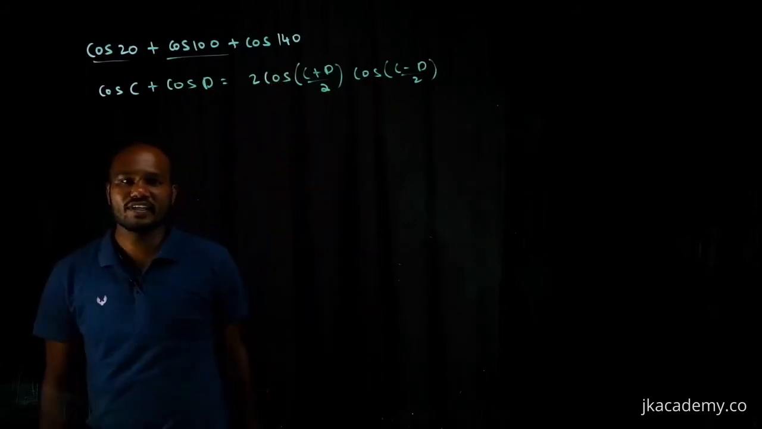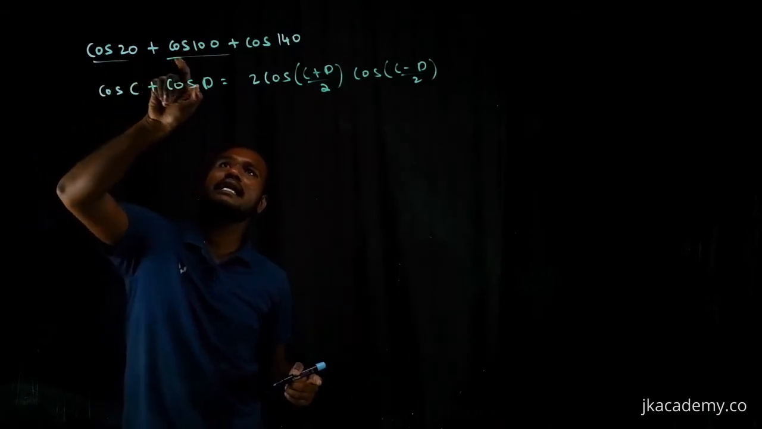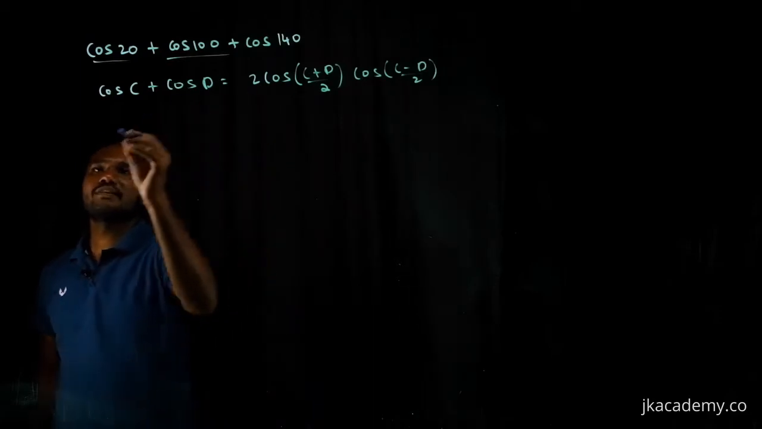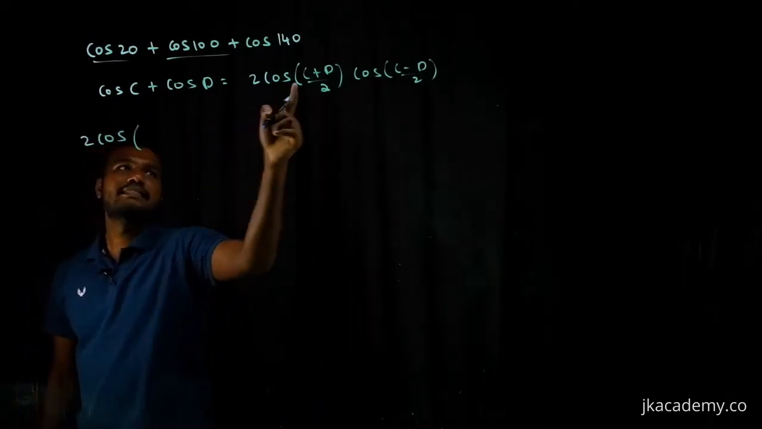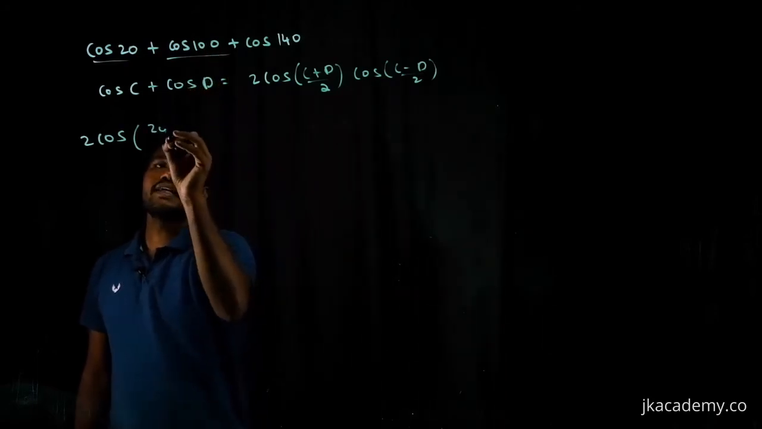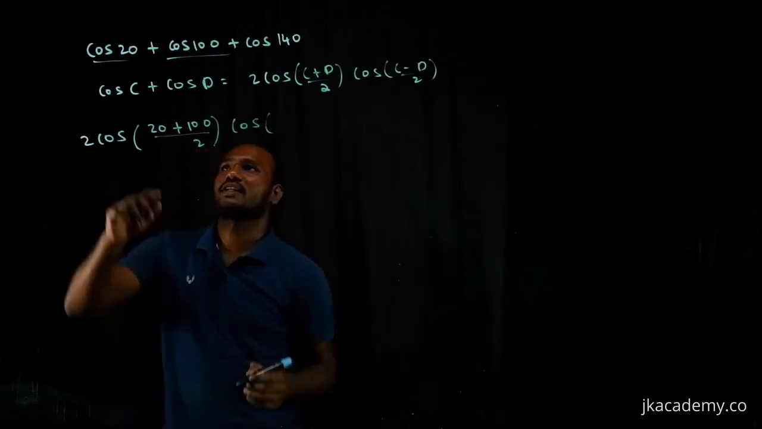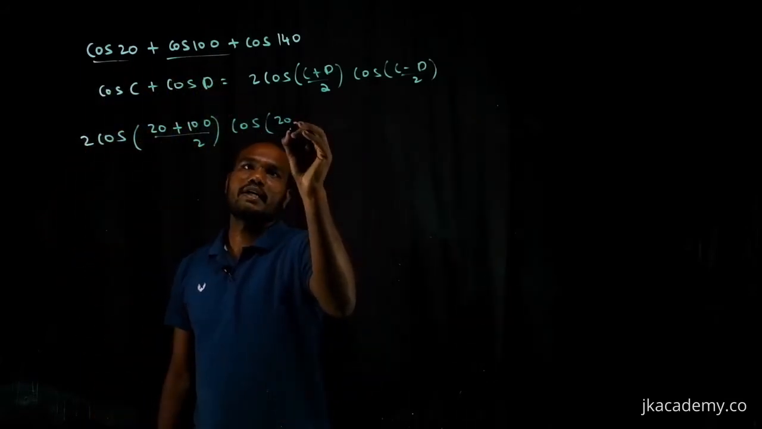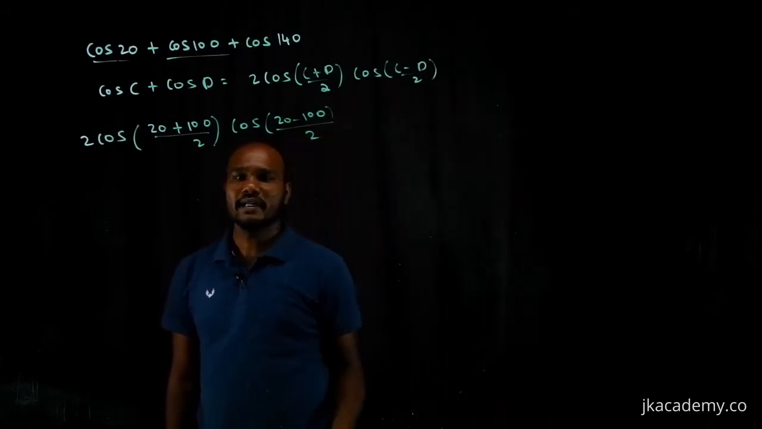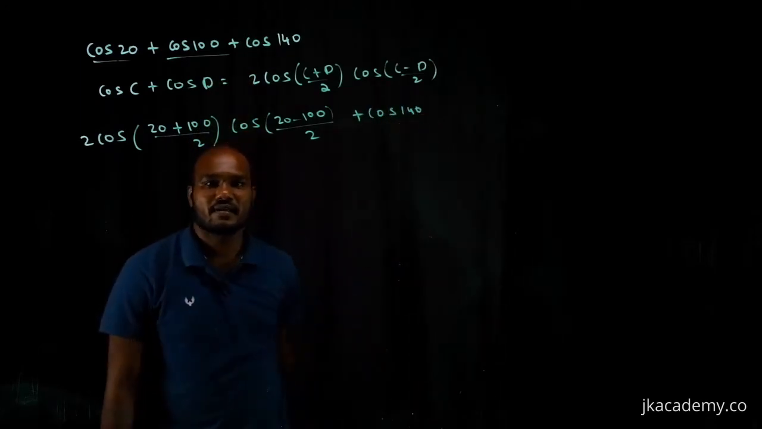We'll keep 140 degree aside. So let's solve this. So cos C plus cos D, cos 20 degree plus cos 100 degree. So C is 20, D is 100. So this will become 2 cos (20 plus 100) divided by 2, cos (20 minus 100) over 2, right? Plus cos 140 degree, which we'll take as it is.